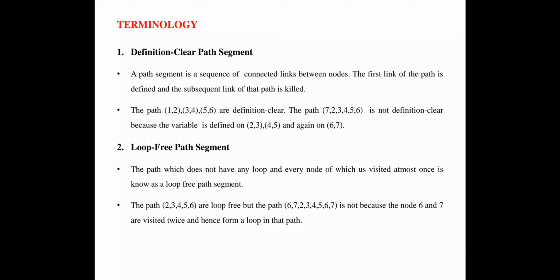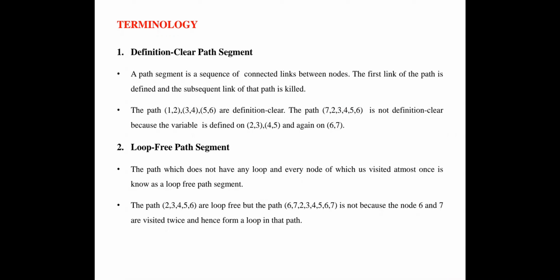While coming to the path 7, 2, 3, 4, 5, 6, this will have the loop, because the fourth node has a loop to the second, and the seventh node will have again a connection to the 2. That path is not taken as a definition clear path, because the variable is defined on 2, 3, 4, 5, and again 6, 7. These are all indicating that this path is not clear. Okay, because we have a link from the fourth to 2, and again a link from the 7 to 2, this path is not considered as a definition clear path.